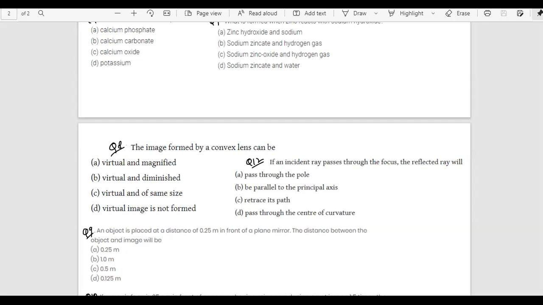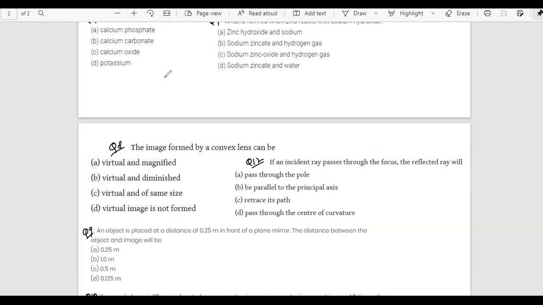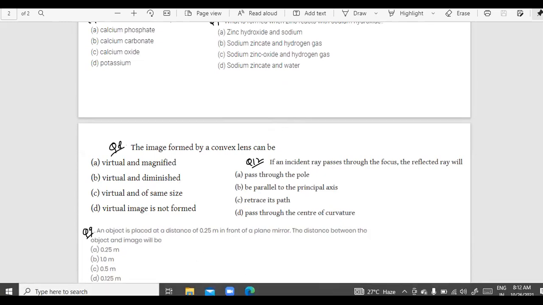Convex lens. Sir, it will have a virtual image and magnified. Yes, it will be virtual and magnified, because a convex lens always forms a virtual image. If it is forming a virtual image, then it will be magnified. Let me discuss this one on the slide so that I can explain this better. Okay, so wait a minute.